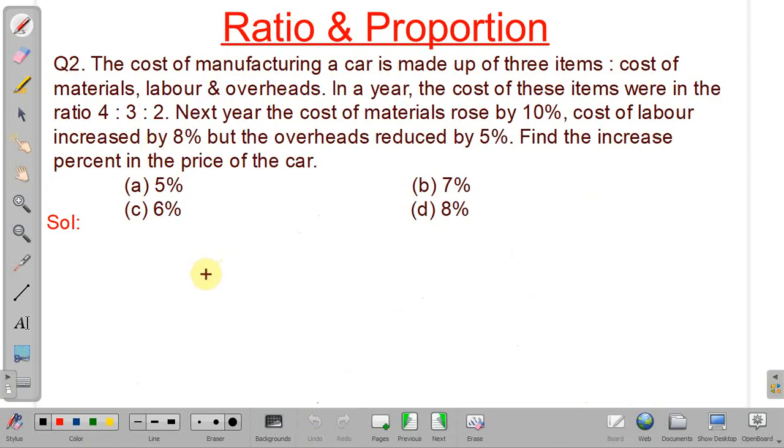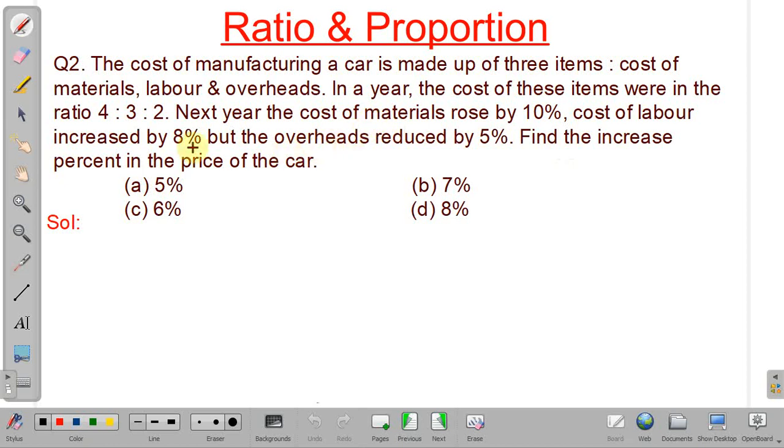See, in this problem, what is given? The cost of manufacturing a car consists of three items, that is cost of material, cost of labor and cost of overheads. So in a year, the ratio of these three items is given as 4:3:2. Next year, it is given that material cost is increasing by 10%, cost of labor is increasing by 8%, but the overhead cost is decreasing by 5%. So we have to find the percentage increase in the price of the car.